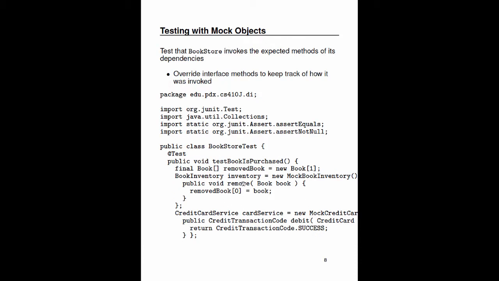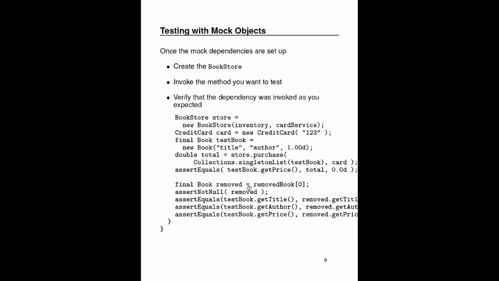What the implementation of remove does is sock away the book that was sent into this variable right here. So here I'm going to assert, first of all, I'm going to get the book that was removed. I'm going to say, hey, was it not null? Okay, good, so something was there. And then I'm going to make sure that the title, author, and price of my removed book are the same as my test book.